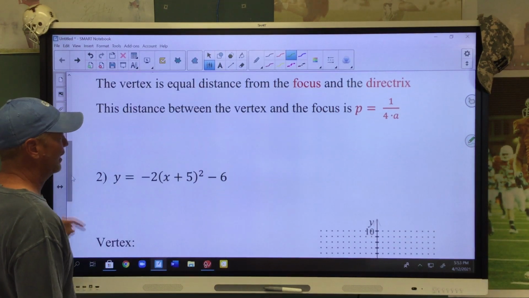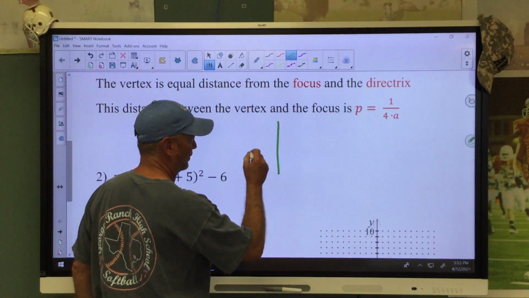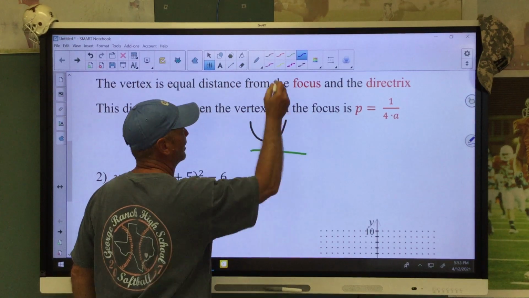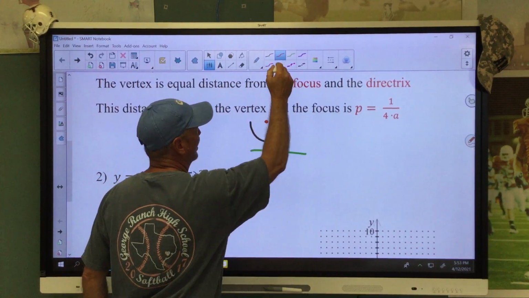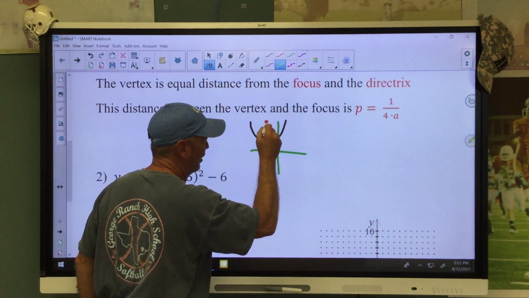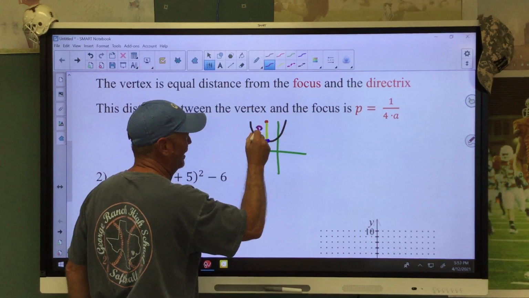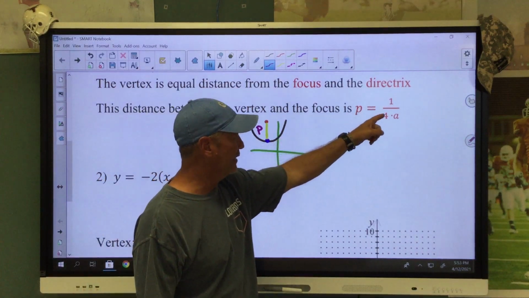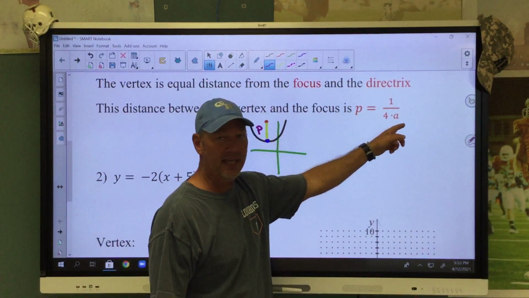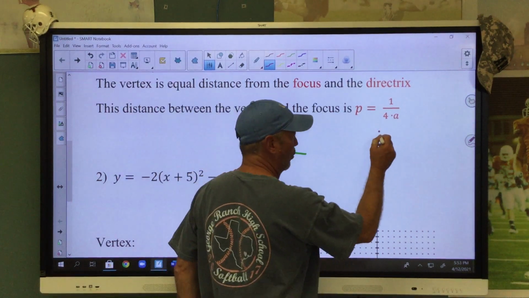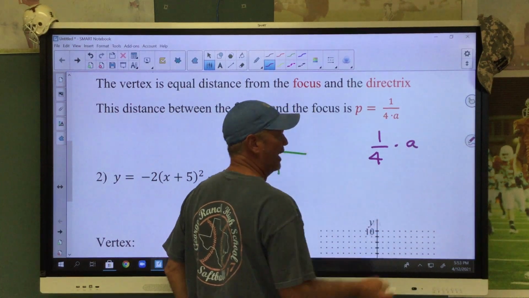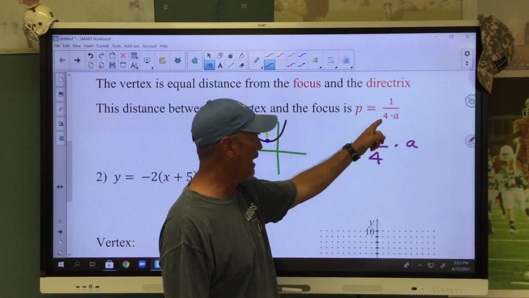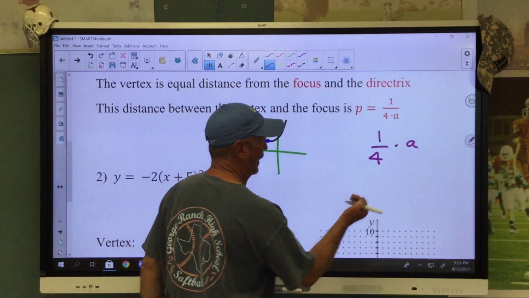But what we're saying is, if we have a graph, and this is my vertex, and this is my focus, from here to here, we're going to say that distance is P. From the focus to the vertex is P. And we calculate that distance by saying 1 over 4 times A. Now be careful, the A is in the denominator, so you have to multiply times the 4 down there. And we'll talk about that in just a second, okay?